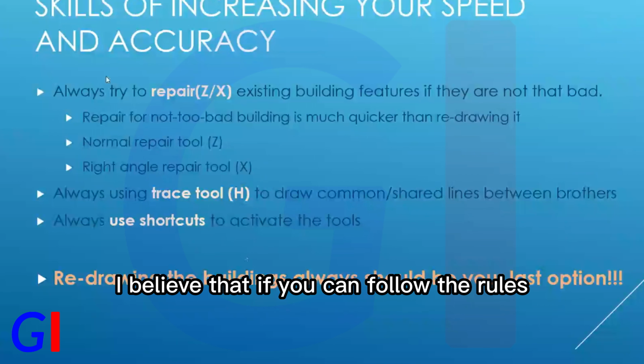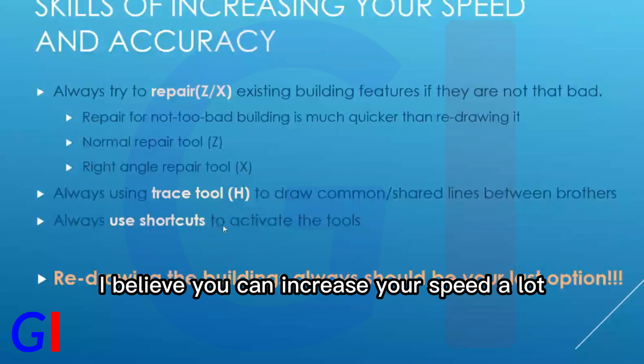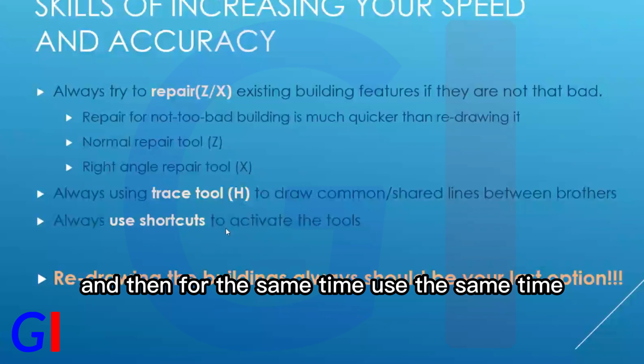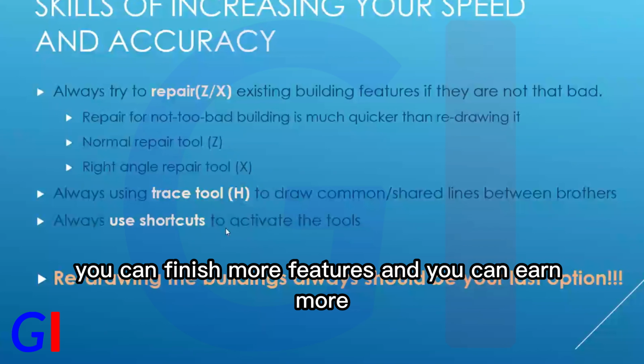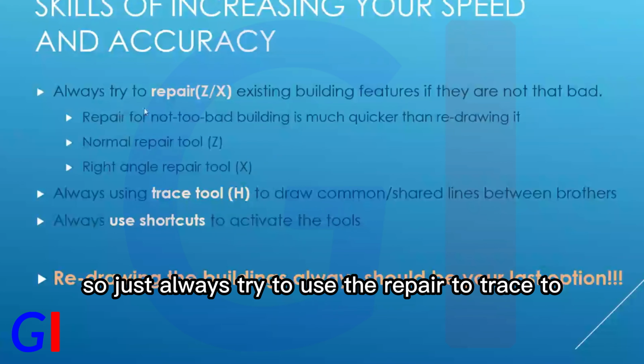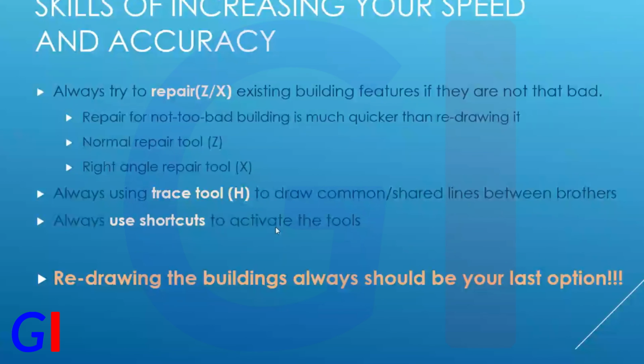I believe that if you can follow the rules, you can increase the speed a lot, okay? You can increase the speed a lot. And then in the same time, you can finish more features and you can earn more. Why not do that, right? So just always try to use the repair tool, trace tool, and shortcuts to increase your speed, okay?